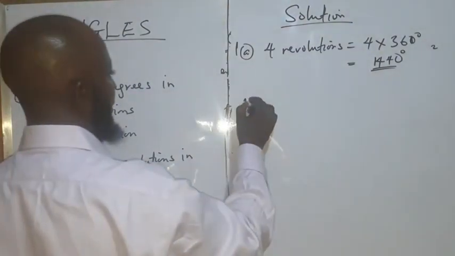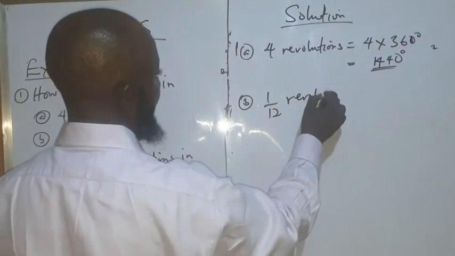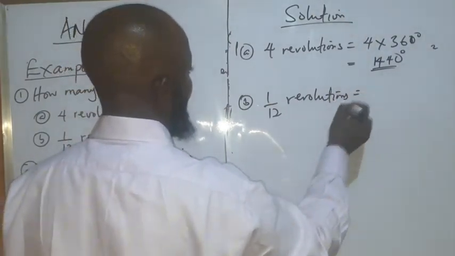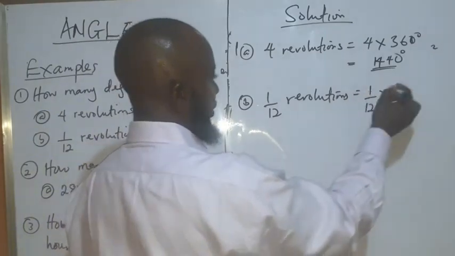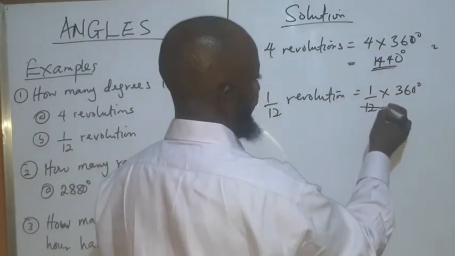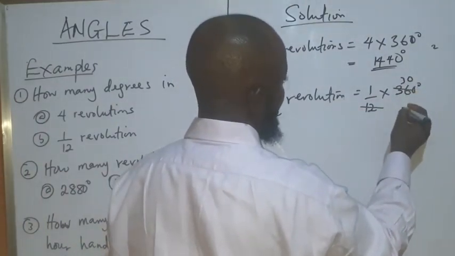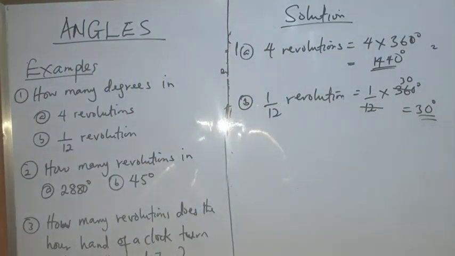Then B is 1 over 12 revolutions. So that means 1 over 12 multiplied by 1 revolution, which is 360 degrees. So that is 12 here 1, 12 here 3. That is 30 degrees. Is that very clear? So that is that one.